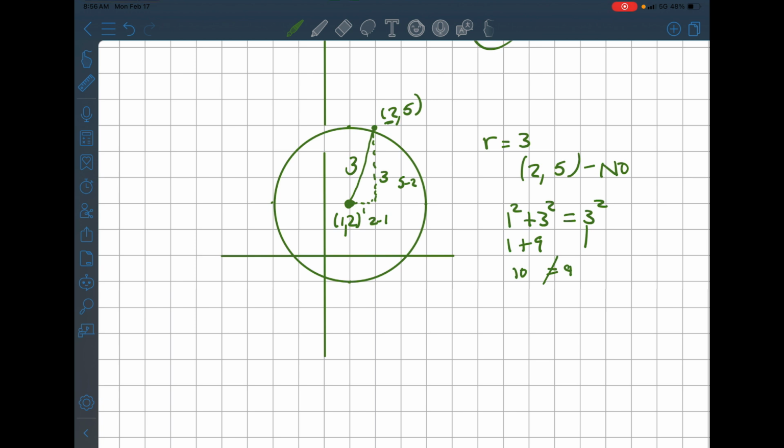Like I said, most of the time you'll see this without the graph behind it. This one was an easy one to see. Hey, that's not on the circle. But sometimes you can't tell if it's 3 units away or however many units.